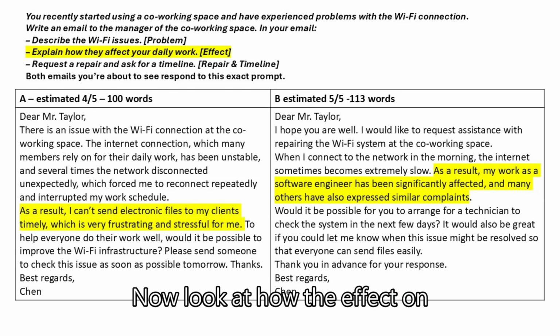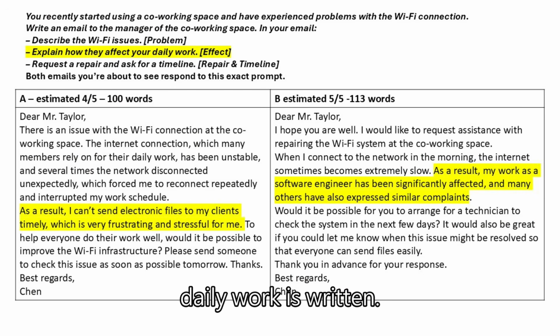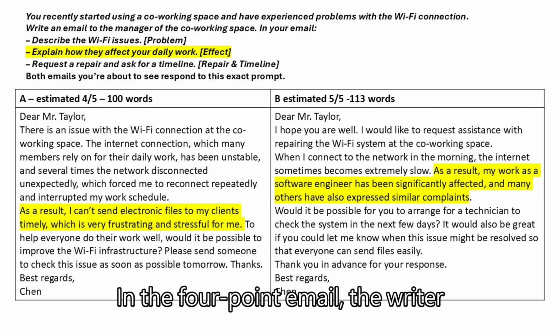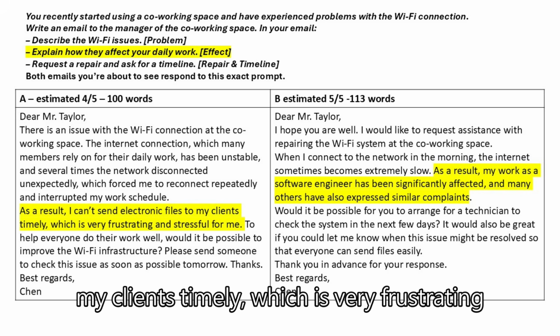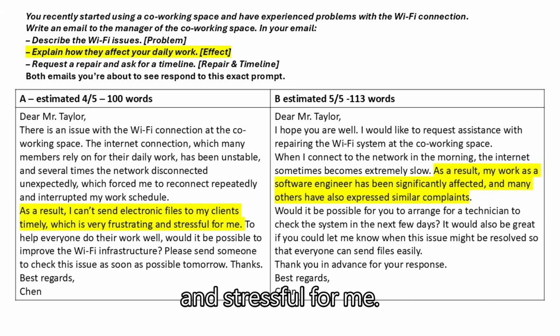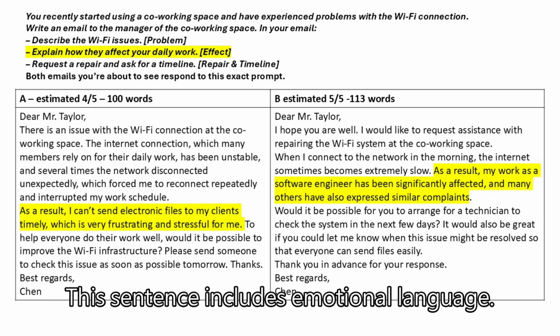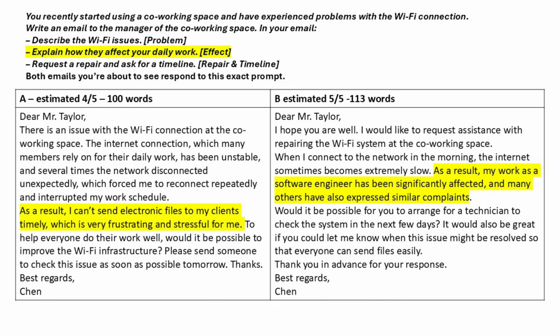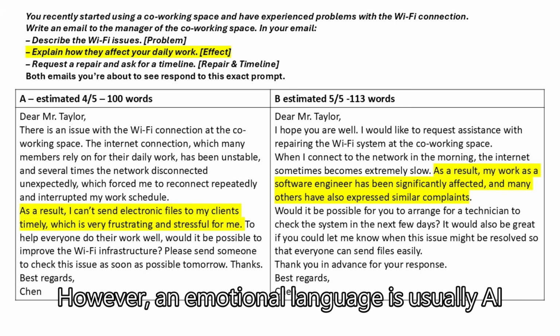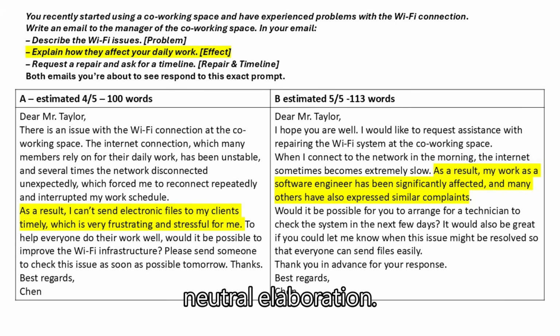Now look at how the effect on daily work is written. In the 4-point email, the writer says, I can't send electronic files to my clients timely, which is very frustrating and stressful for me. This sentence includes emotional language. Emotional language is natural, it is allowed. However, emotional language is usually AI-neutral elaboration.